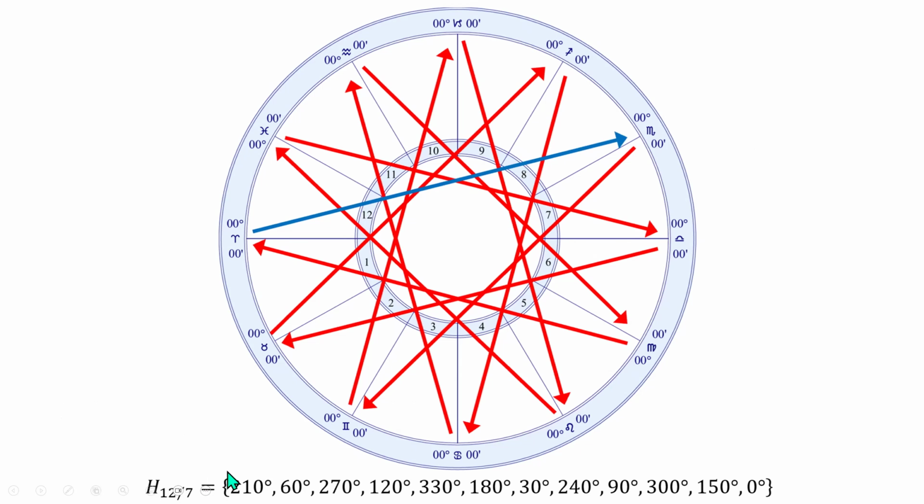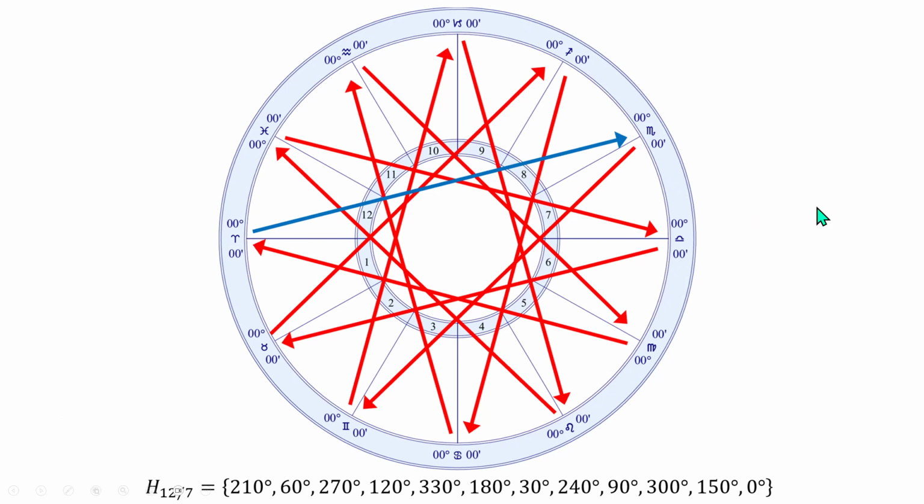Likewise, for h sub 12 over 7, the root harmonic angle here is going to be 7 times the root 12 harmonic angle, which is 30 degrees. So 7 times 30 degrees is 210 degrees. So we'll start at 0 degrees. We go out to 210 degrees, which is 0 degrees Scorpio. You follow that by another 210 degrees. You wind up here, then over here, here, here, here, over here, to here, to here, to here, to here, and then finally back to 0.